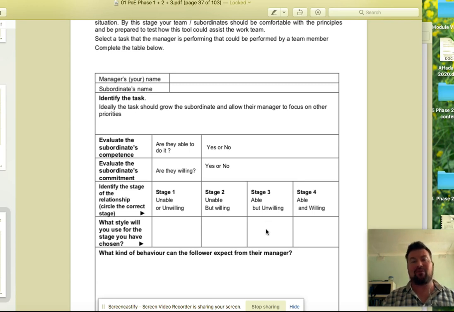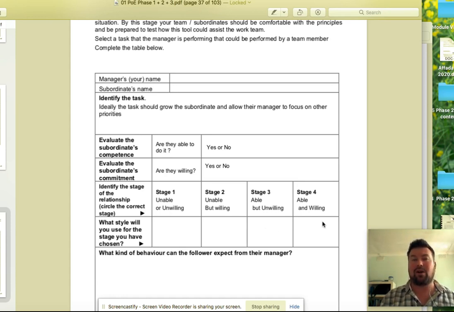So if they're unwilling to do it, well, then you definitely have to be autocratic. You're going to say, well, unfortunately, I am your manager and you are my subordinate, and I expect you to do it. It's part of your contract, part of your role clarification. And so I'm going to be autocratic. If you do not do it in the next 2 weeks, well, then you will have to face disciplinary action. You're going to have to be autocratic in that situation.